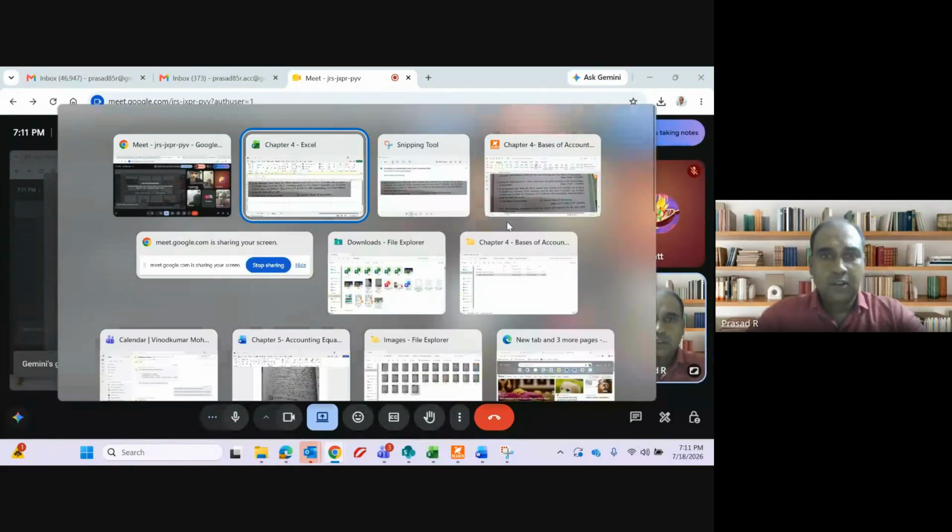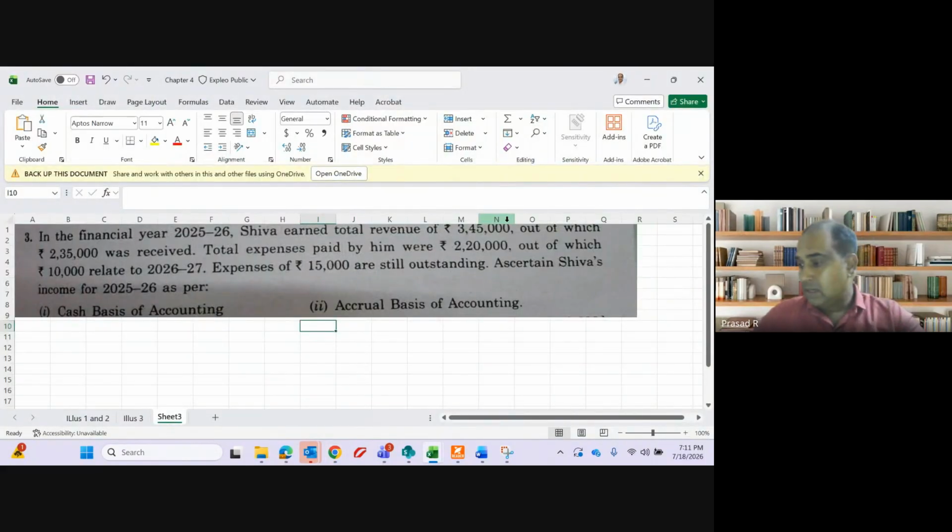Okay. So we are discussing question number 3 in chapter number 4. Cash basis of accounting and accrual basis of accounting. So let's understand this question. In the financial year 25-26, Shiva earned total revenue of 3,45,000, out of which 2,35,000 was received.